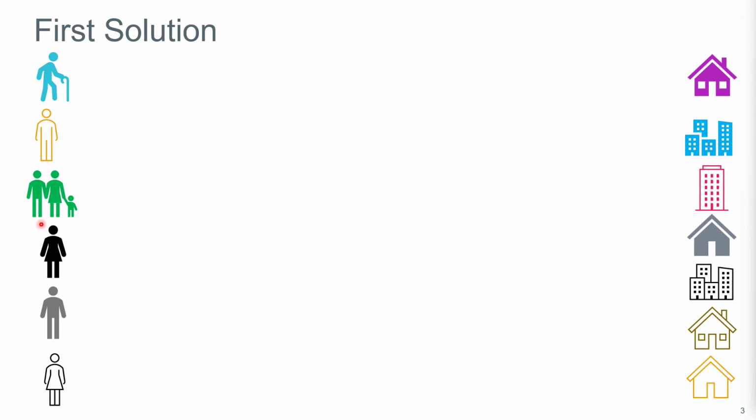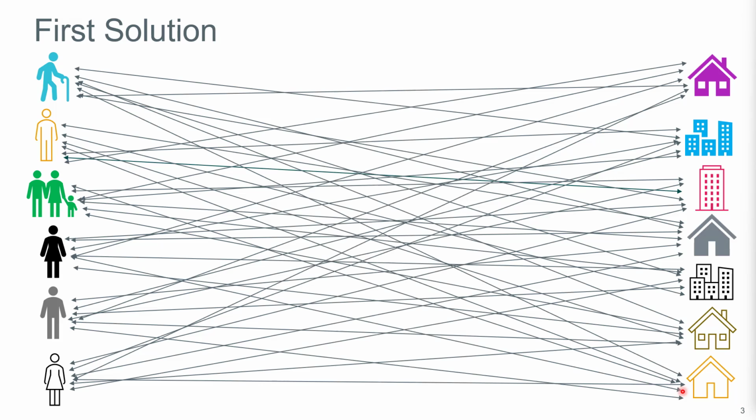All the people are on the left side and all houses are here. Now let's draw the relationship between them. Okay, it is better, but it is still messy. Handling them is almost impossible.